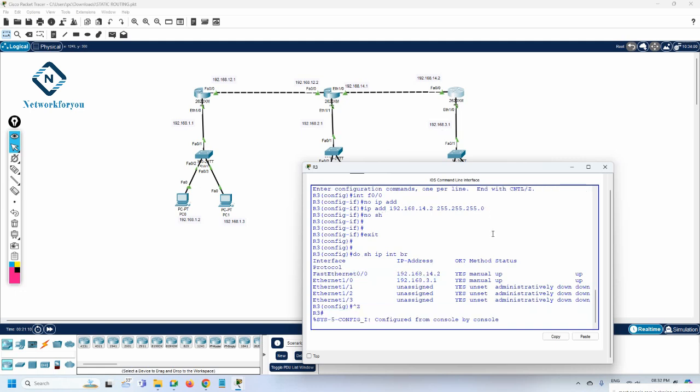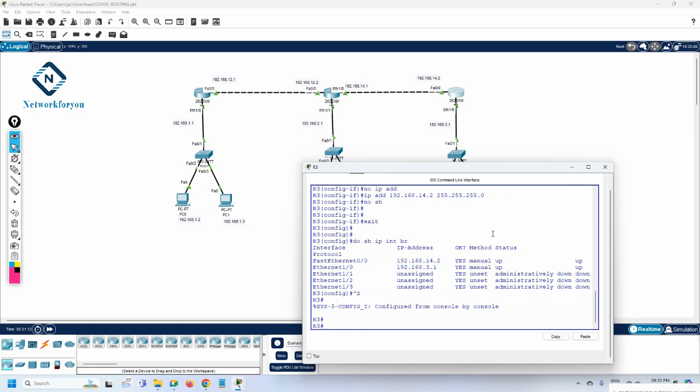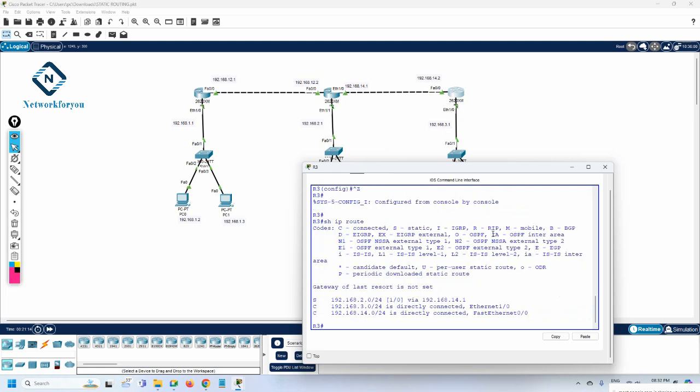Now let's see the configuration. Do we have any routing here or not? Show ip route. We do have some routing here. We are saying if anyone wants to go to the 192.168.2.0 network, they should forward to 14.1. So this one is good. Now we need to configure these two.